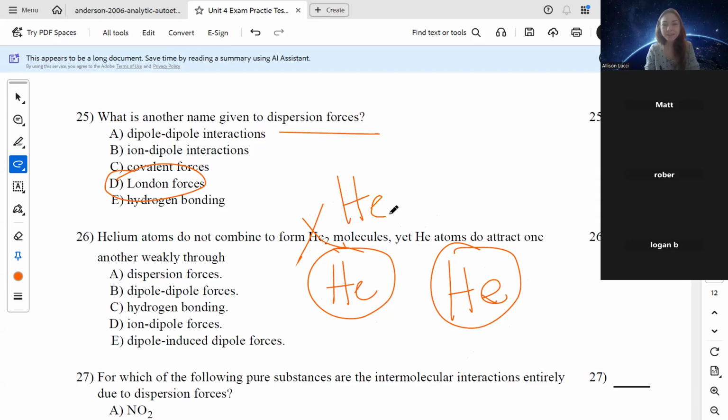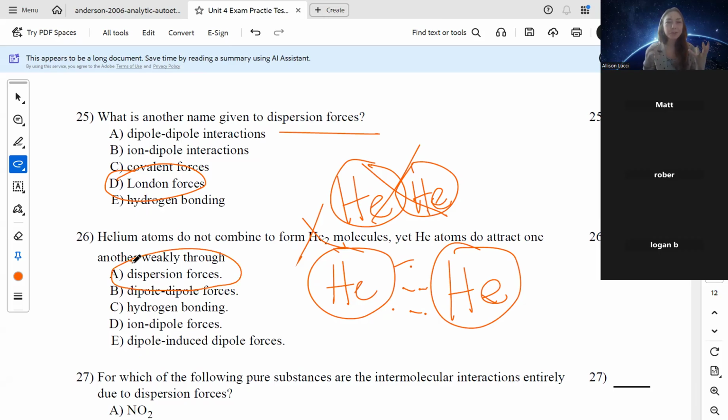Here's a side joke, right? We don't see "hee hee." We don't see this diatomic molecule form. But they do attract each other. So I'm going to try to draw these lines of attraction here, and these are going to be representative of the dispersion forces. So remember, everything nonpolar, even monoatomic atoms like helium here, they all have those dispersion forces. So 26 is A.